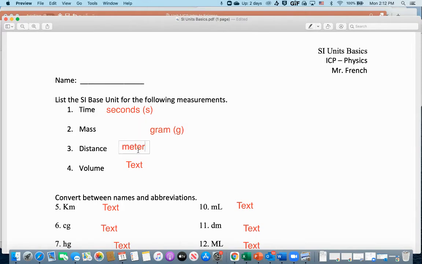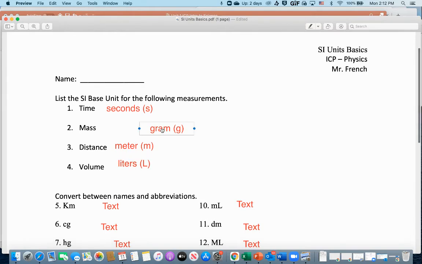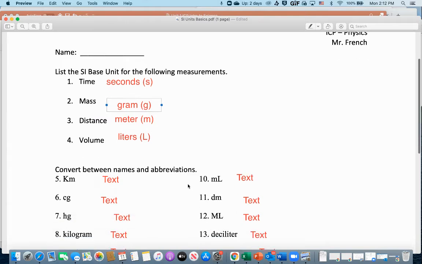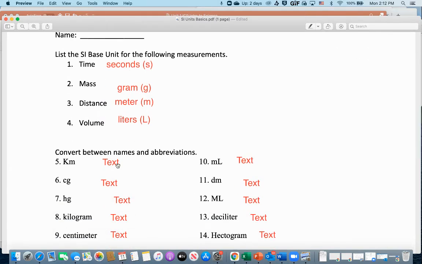Distance is in meter. All right, so that's abbreviated with M. And then volume. We're just going to use this as a liquid for right now. So that's going to be measured in liters, and we'll abbreviate with a capital L. So here are the four units that we're going to be using for this assignment, just to make sure we understand how to go back and forth here.